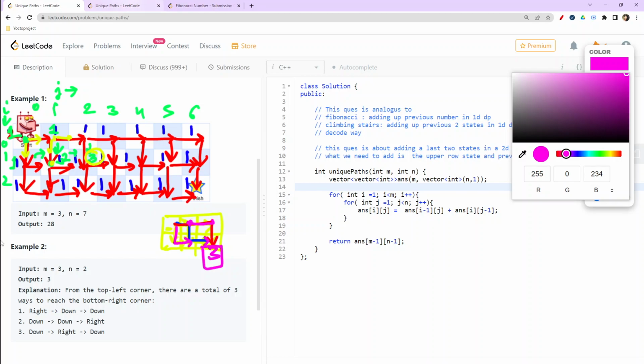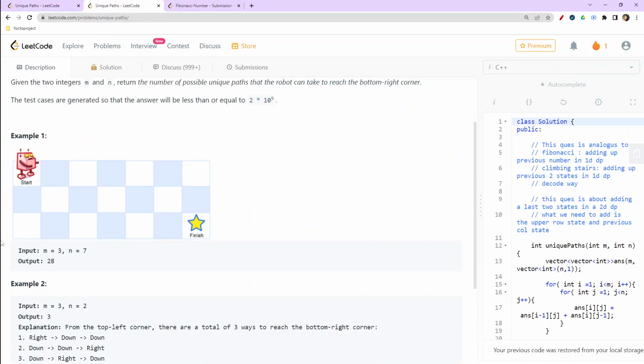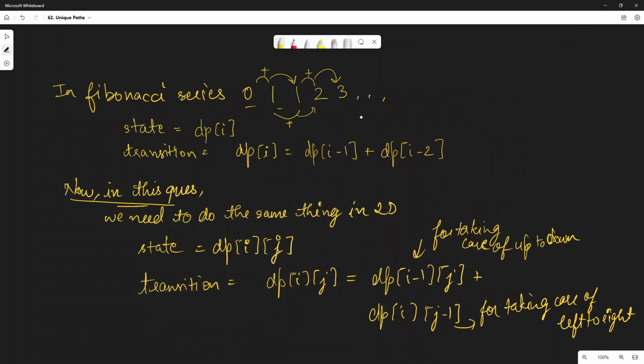Now we have understood this particular question. Now comes the part of coding, how we are required to code this question. See, in the Fibonacci series, the things were something like this: we were given 0 and 1, and then we added 0 and 1 to get 1. Then 1 and 1 were added to get 2. Then 2 and 1 were added to get 3. Like this we were adding the previous states. Our main state was dp of i, and the transition was dp of i minus 1 and dp of i minus 2.